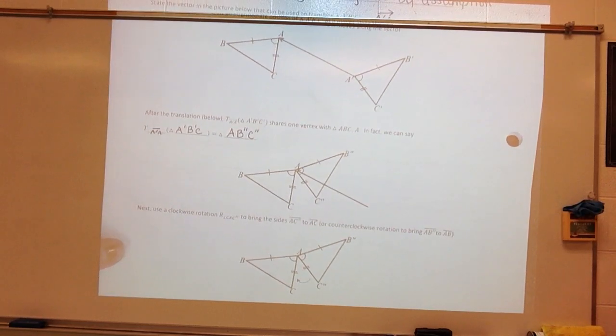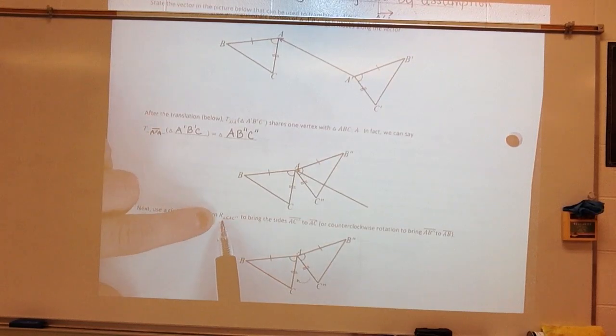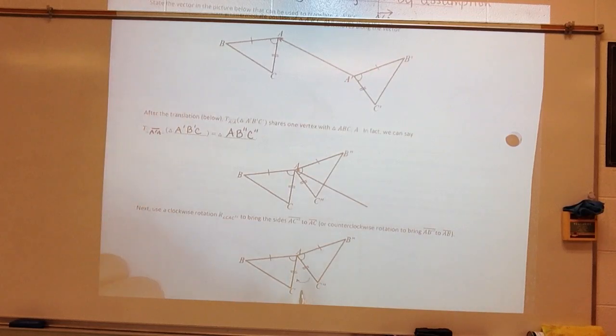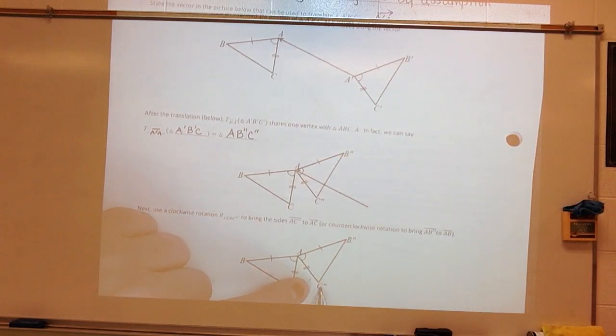Alright, so next, we use a clockwise rotation. So now I'm going to write this like this. I'm going to rotate angle CAC double prime. Alright, so I'm doing CAC. I'm going to rotate this angle right here clockwise to bring the side A double prime to AC.